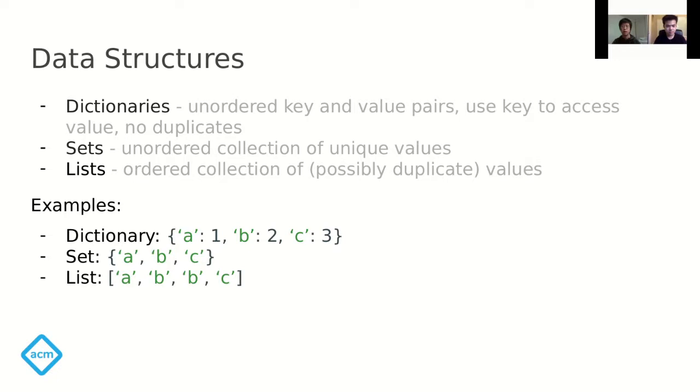Lists are kind of like the complement of sets. Basically they're ordered, which means they have indexes, and they're a collection of possibly duplicate values. So you can basically think of lists as sort of the arrays that you would find in Java.